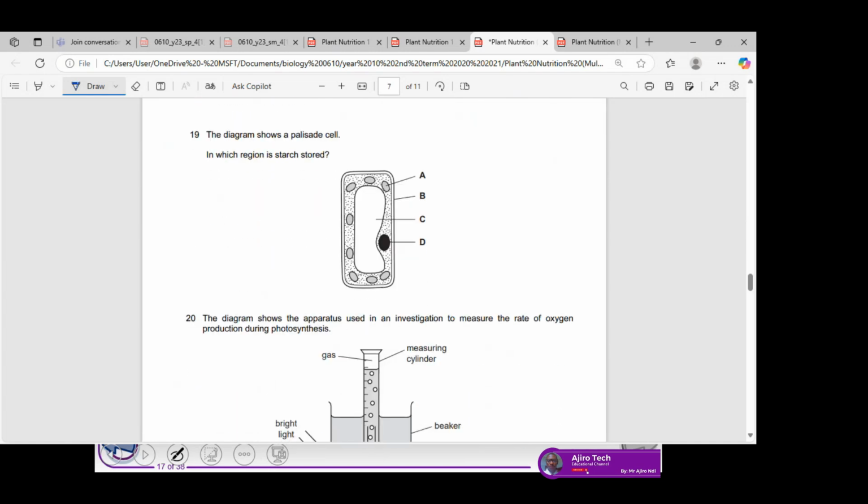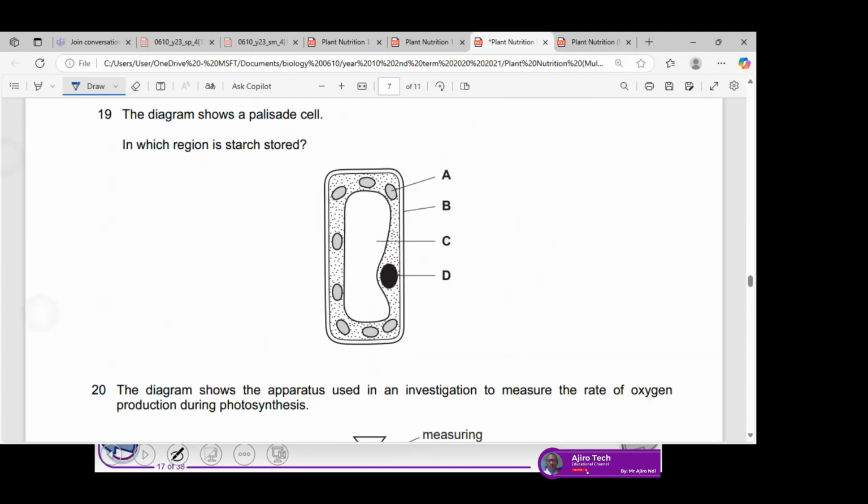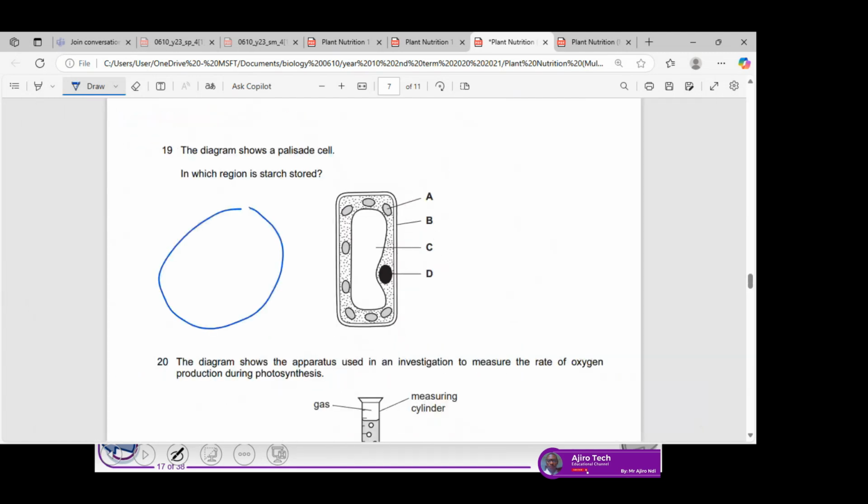All right, this is a palisade mesophyll cell. You must have done something on cell structure and function, comparing plant cells with animal cells. So let's refresh with this. That's the structure of a palisade cell, and this is the structure of a spongy cell. So in a spongy cell, you have something like this.